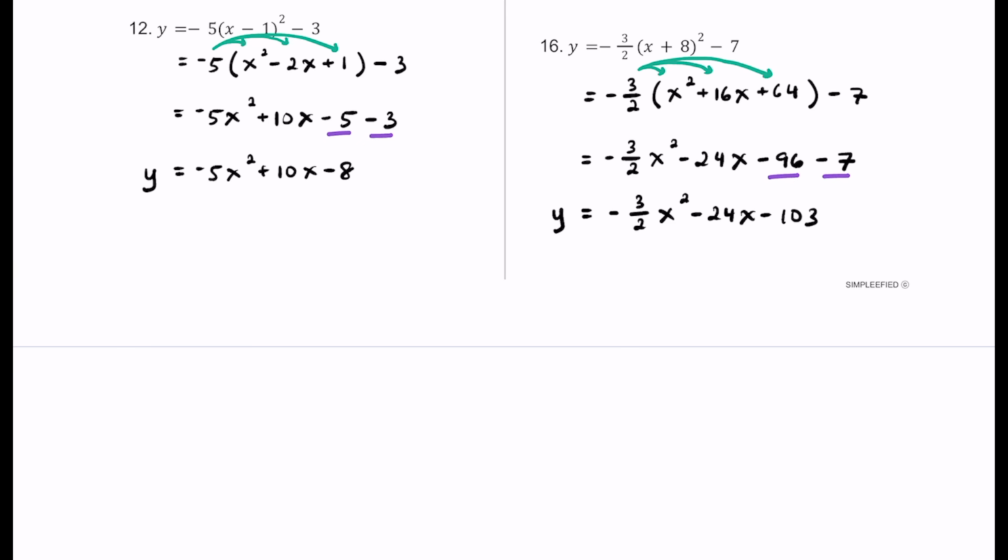So there you have 16 different practice problems on turning quadratic equations written in vertex form to written in standard form instead.